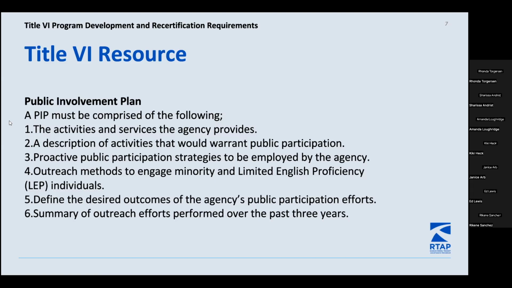Okay, so that was the complaint process and monitoring. And now we're going to move on to another aspect of the Title VI plan, which is the Public Involvement Plan, or PIP for short. And a PIP is an imperative aspect of any transportation planning effort that an agency partakes in.